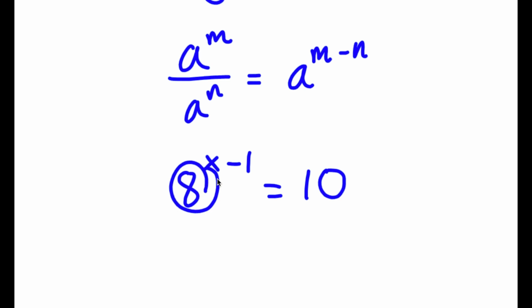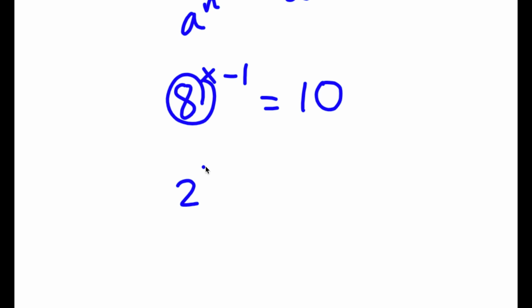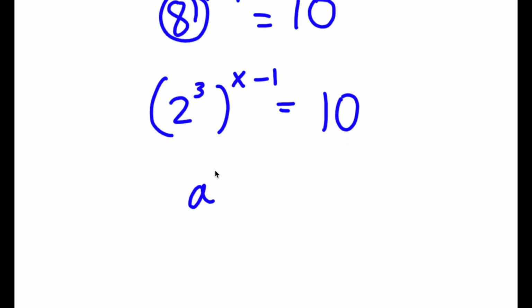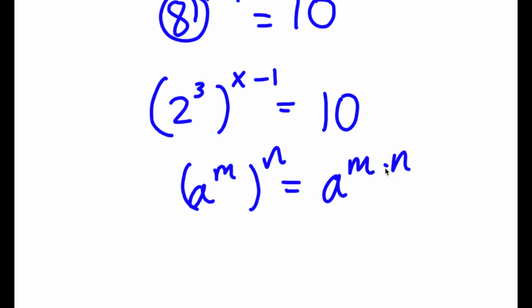Now, 8 I can rewrite as 2 to the power of 3. So now I have 2 to the power of 3 to the power of x minus 1 is equal to 10. And if I have something in the form a to the power of m to the power of n, this is equal to a to the power of m times n.